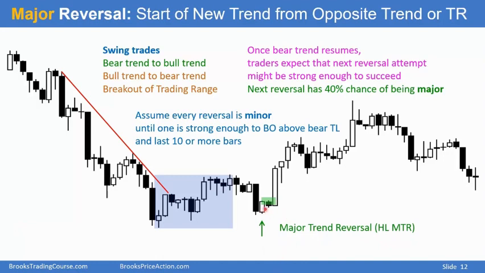Here we have a high or low major trend reversal. A minor reversal that's fairly strong. It broke above the bear channel, and now the bear trend is resuming. Traders will be ready for another reversal attempt, and there's an increased probability that this reversal attempt would in fact be major. We have a couple legs down. We have a double bottom with this low, slightly higher low double bottom, and a decent buy signal bar. Swing traders will buy above the high of this bar and get filled here, betting that there's a 40% chance we'll get a major reversal and at least a couple legs up for a swing trade.